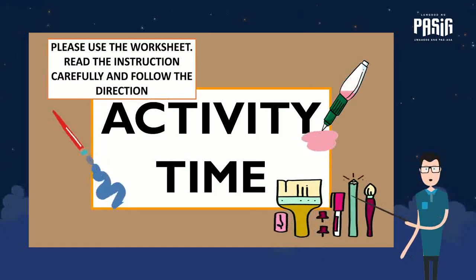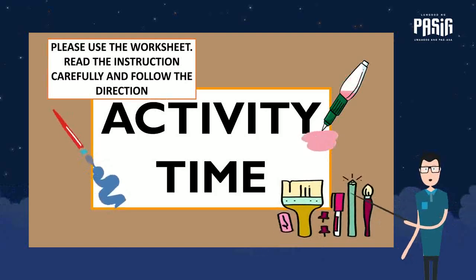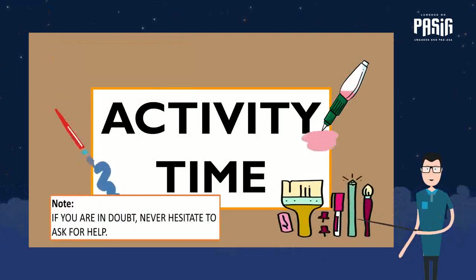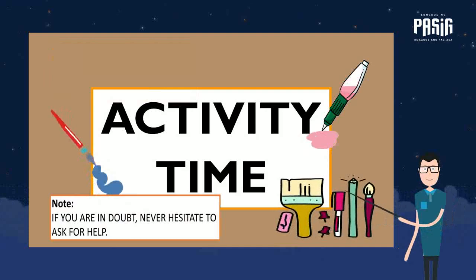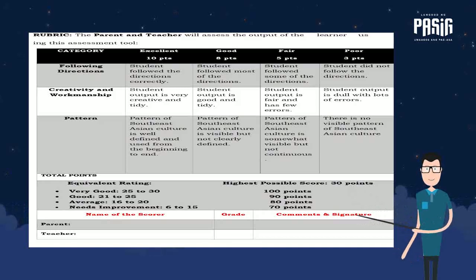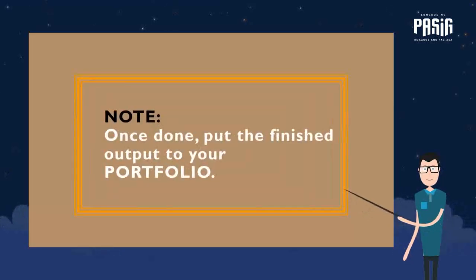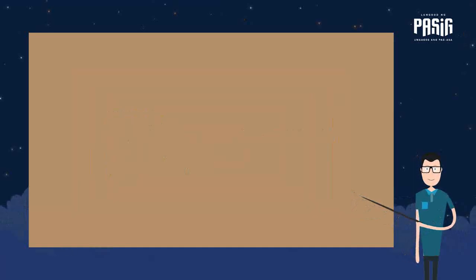For the activity, please use the worksheet. Read the instruction carefully and follow the direction. Note: if you are in doubt, never hesitate to ask for help. For grading, please use this assessment tool, which can also be seen on your worksheet. The highest score you can get is 30 points, which is equivalent to 100 points. Good luck! Take note, once done, put the finished output to your portfolio. Let's have our next activity.